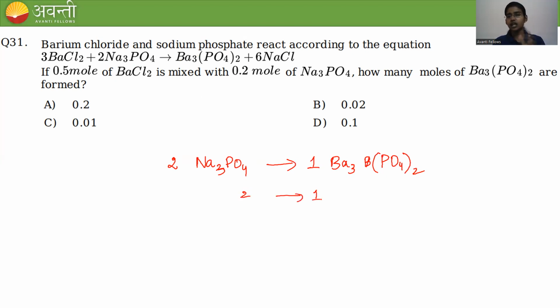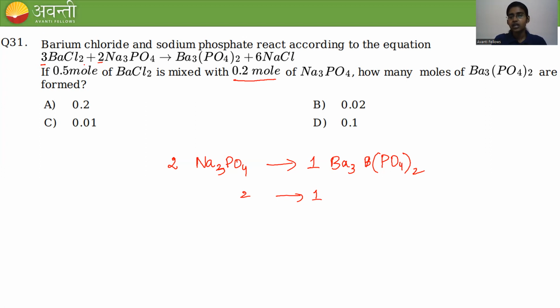It is barium phosphate, which means 2 moles is giving 1 mole, just the half. So here they are asking if 0.2 mole of Na3PO4 is mixed. First, we have to find out the limiting reagent present in the reaction. How to find the limiting reagent from the given reactants? The one which is present in a lesser amount is called the limiting reagent. Na3PO4 is present as 2 moles and BaCl2 as 3 moles, so it is clear that Na3PO4 is the limiting reagent.